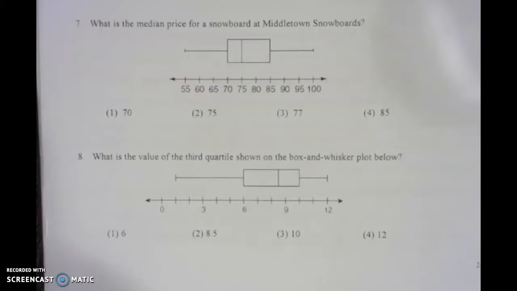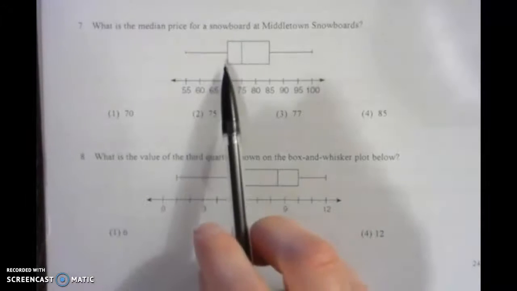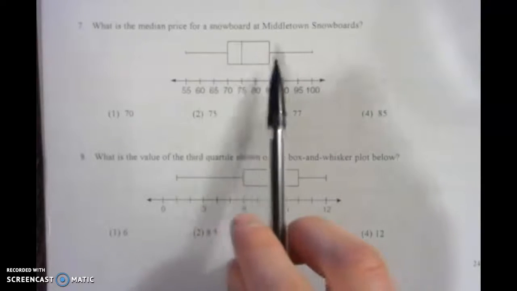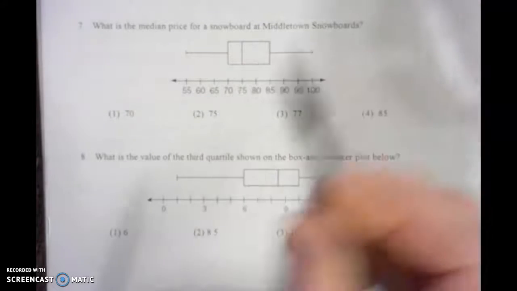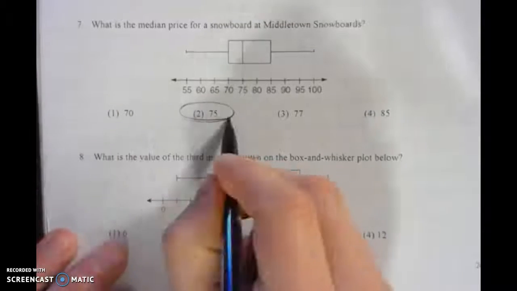In question 7, they want the median price of a snowboard at Middletown Snowboards. So the median, again, is between Q1 and Q3, which are the right and left ends of your box. So Q2, the median, is in between there, and we drop that line straight down, and we can see that it's going to be at $75.